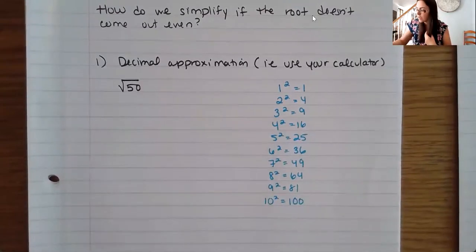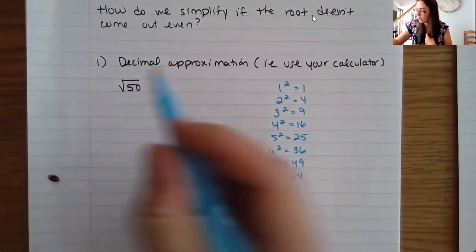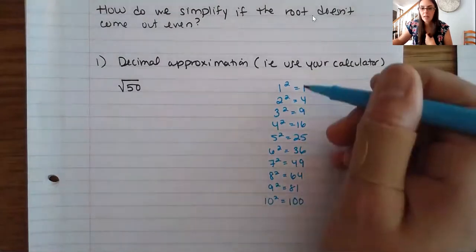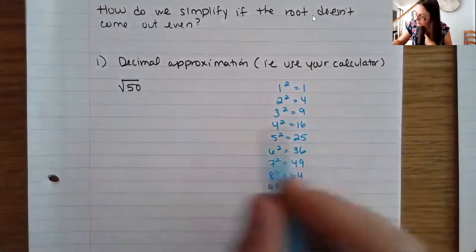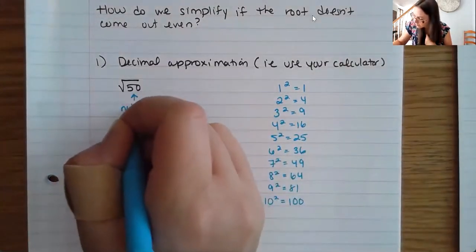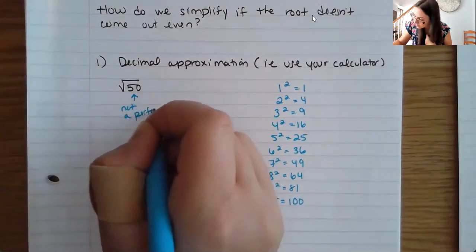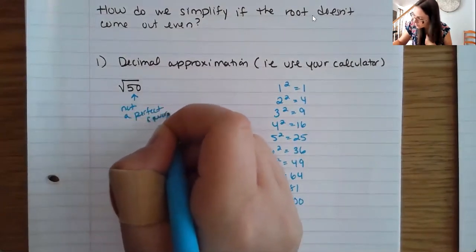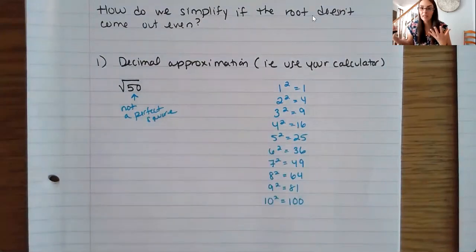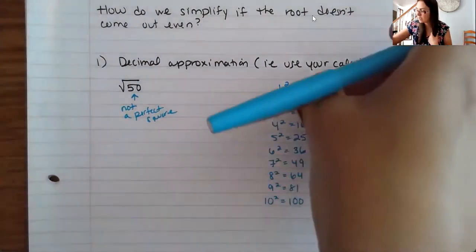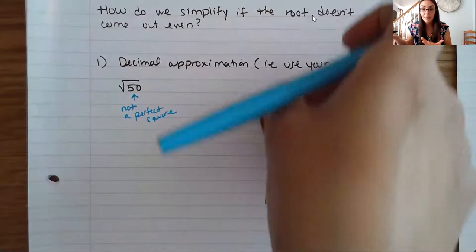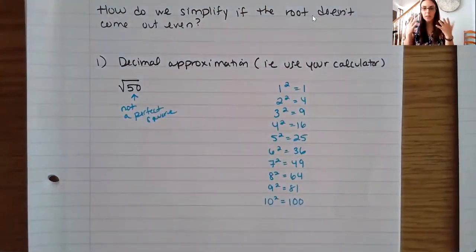So if I look at 50, I see that there is no 50 here, right? It's not a perfect square. When we say perfect square, it means it comes out perfectly even, right? Like if I took the square root of any of these numbers, then I would get the answer on the left side without the square sign. So this is not a perfect square.